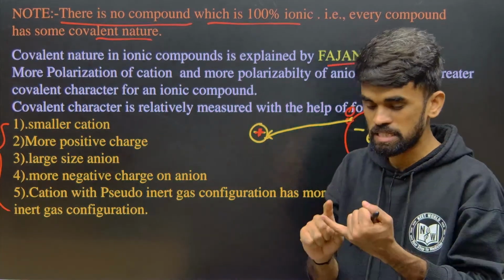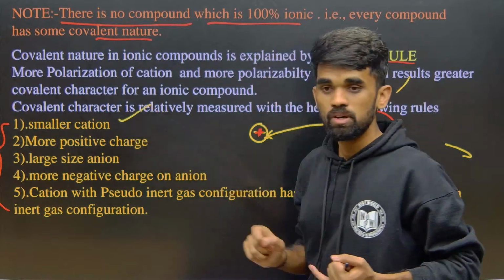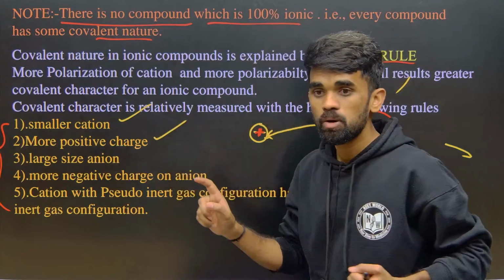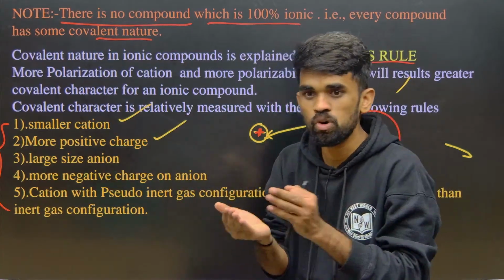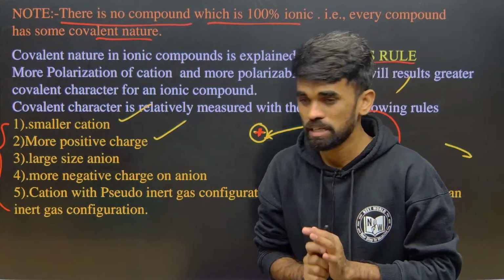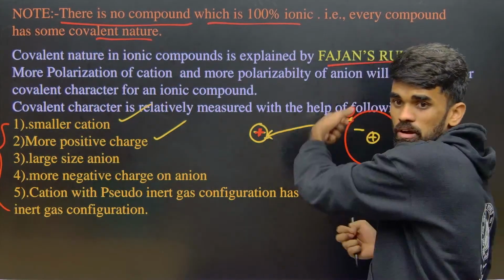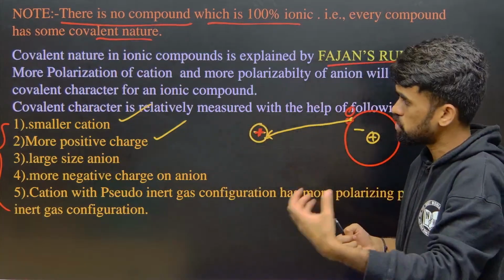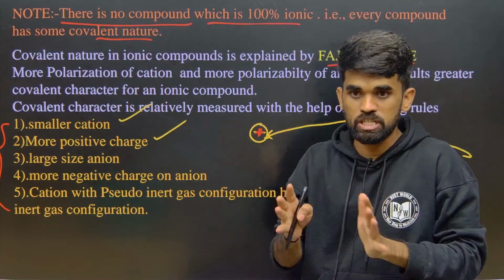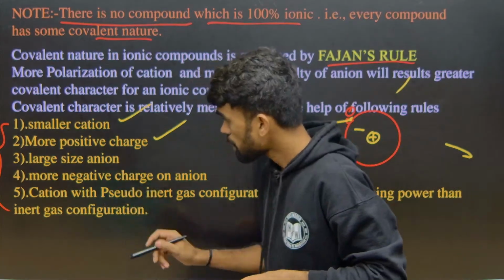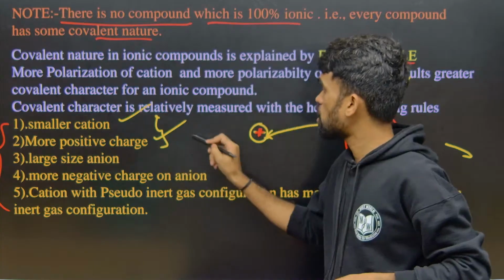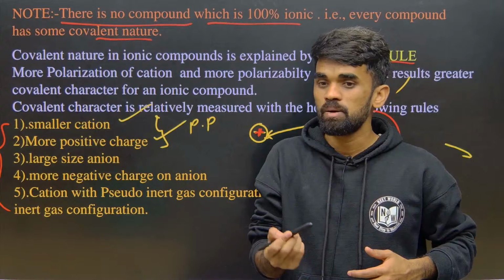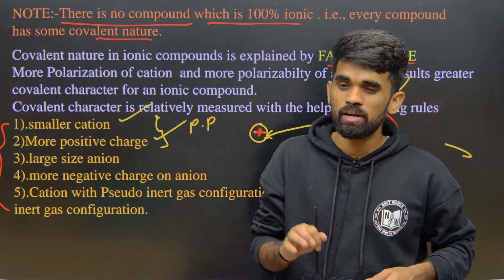So what is the first condition? The cation should have a smaller size, and it can have more positive charge. Smaller size and more positive charge both say the same thing. More positive charge also attracts the electron cloud very effectively towards itself, so that creates more mutual sharing. These two points are called the polarizing power of the cation. The more the polarizing power of the cation, the more is the covalent character for that particular ionic compound.